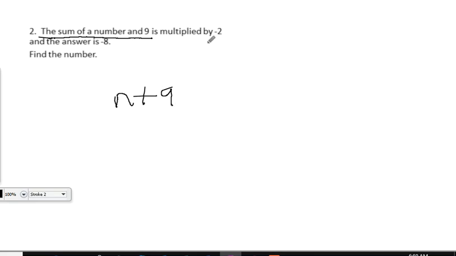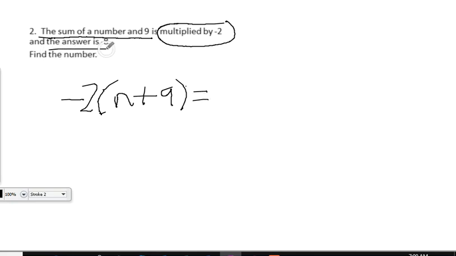Okay, then we have to take that and multiply it by -2 because it says the sum of a number and 9 is multiplied by -2. So we're going to have to do the sum of a number and 9 first. So we're going to put that in parentheses, and then whatever that sum is going to get multiplied by -2. And then the answer is, that's where our equal sign goes, the answer is -8. And then from there we just have to solve this equation.